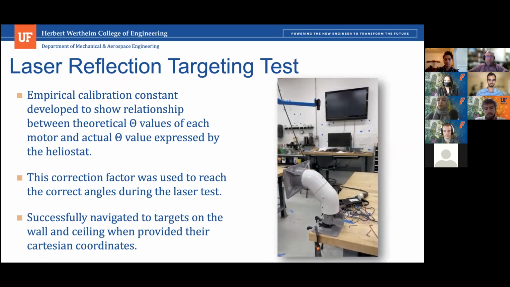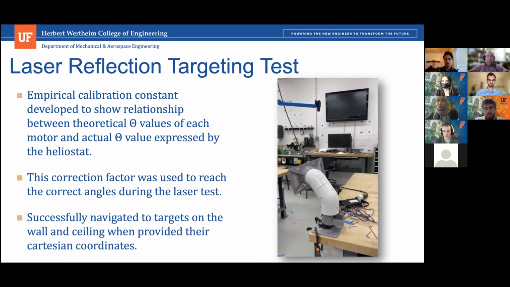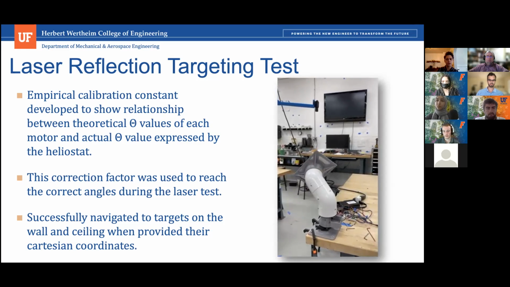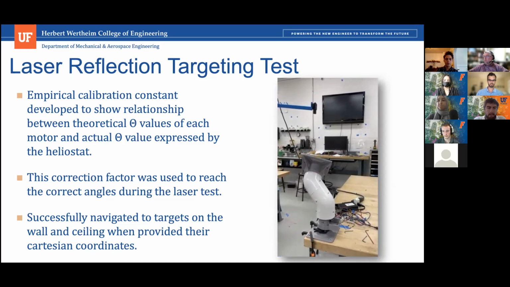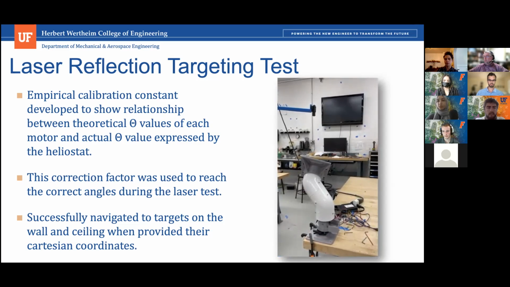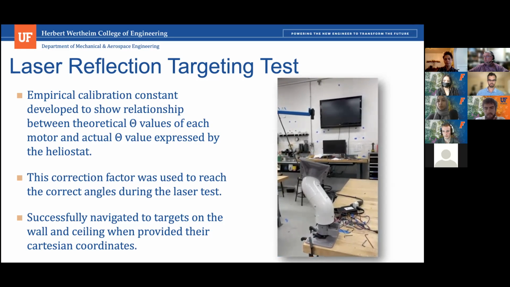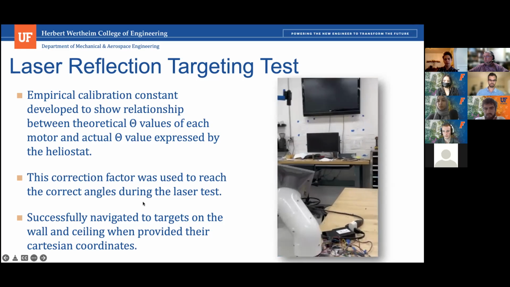So building off of what Brandon was talking about, in order to relate the theoretical motor angle values with the actual heliostat values, we had to make a correction factor. And that turned out to be approximately 10 degrees for the bottom motor and 1 degree for the top motor. And after finding this transformation and using that, the correct angles were determined and we were able to reflect successfully onto each of the 5 targets. All right, next slide.